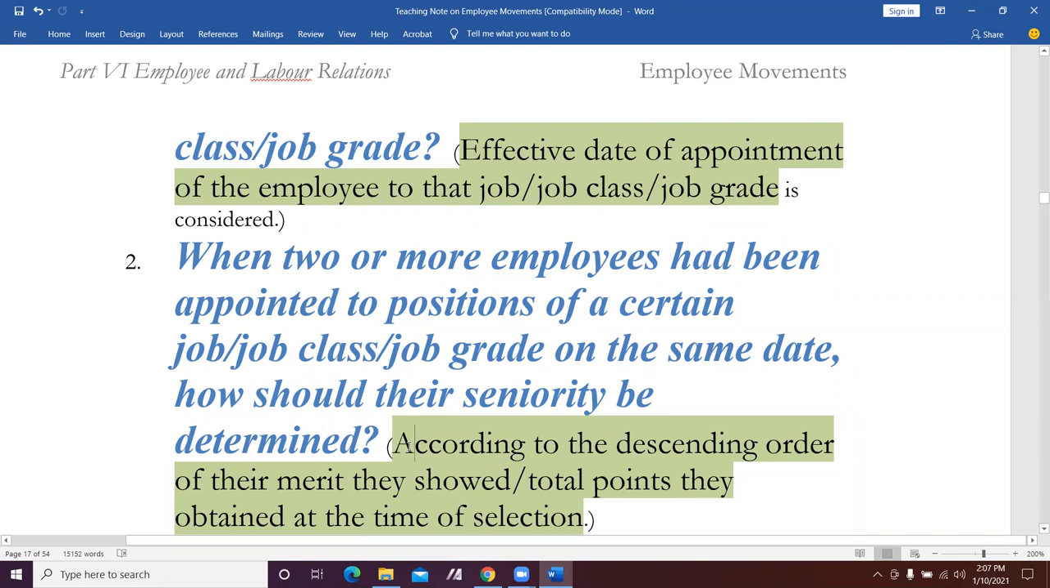Within brackets, I have given a usual solution: according to the descending order of their merit, that is, the total points they obtained at the time of selection. As far as I am concerned, with regard to the Sri Lanka Educational Administrative Service, according to the marks, I was in fourth place, fourth out of 112 people. Then in terms of seniority, I am the fourth. Likewise, we can consider marks obtained by the relevant candidates during the selection, and according to marks we can prepare an order.